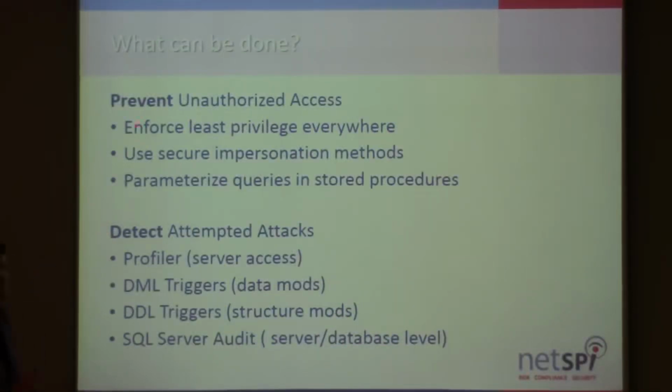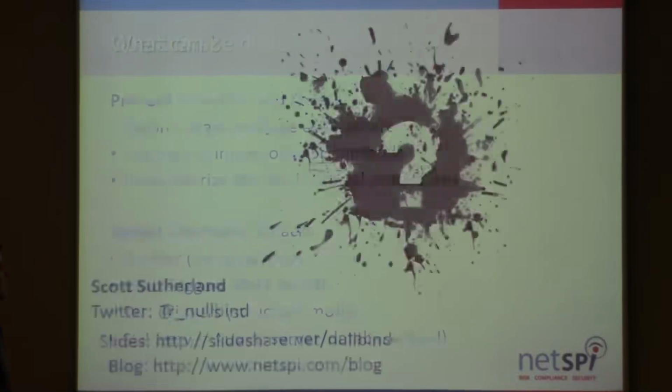Anyways, what can be done? Prevent unauthorized access by enforcing least privilege in all the places I talked about. Use secure impersonation methods, namely the cert signing that I talked about. Use parameterized queries across the board. And then there's all kinds of ways to detect attacks. It's nice to be able to prevent it, and you should still do all these things, but at least know you're being attacked, because someone who has a foothold in your environment can spend months, days, weeks, years, whatever, grinding. And if you have just a couple simple flags, you're going to at least get tipped off and be able to do something about it.